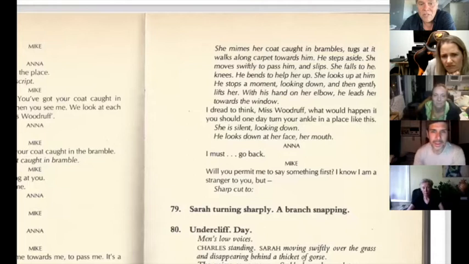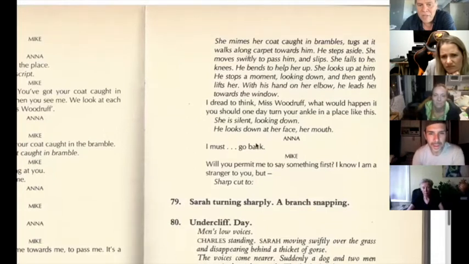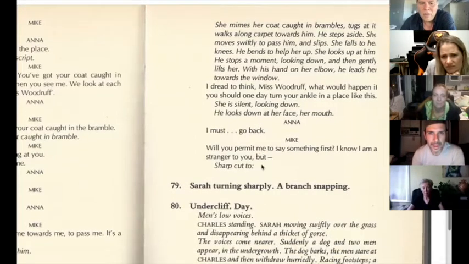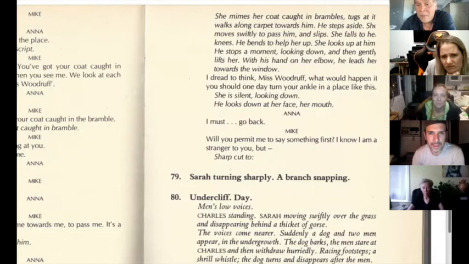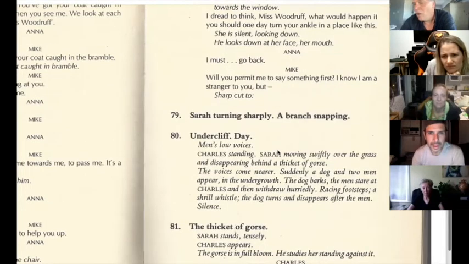I dread to think, Miss Woodruff. She's silent, looking down. He looks down at her face, her mouth. I must go back. Will you permit me to say something first? I know I'm a stranger to you, but I have such feelings for you. I love you, is what he's about to say. And then woof, woof, woof, and she runs away. That's act 3.